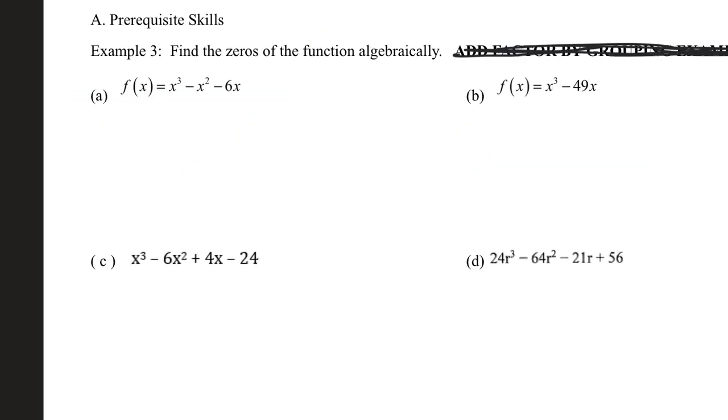So if you're finding the zeros of a function algebraically, right now we just want to factor it. Make sure we're doing that part right. So we said take a GCF out. There's a common factor of an x in this first one. If I take the x out of that, that leaves me with x squared minus x minus 6. That x counts as a factor.